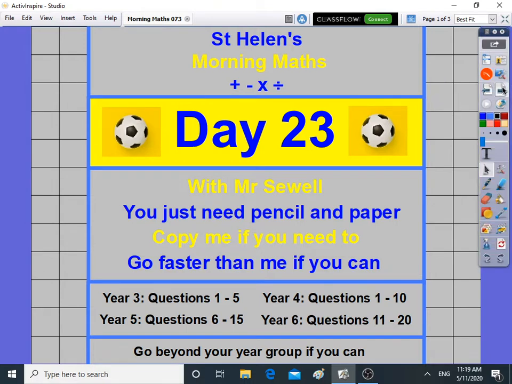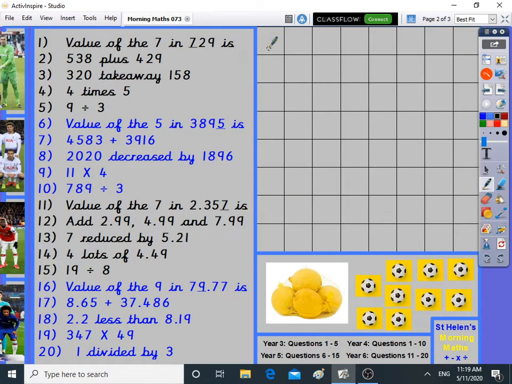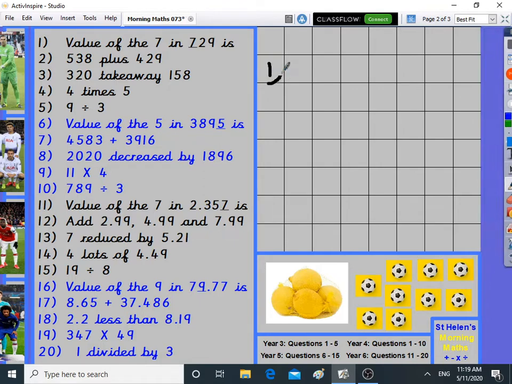Let's get started. So, number 1 for year 3. Got all the work uncovered today. What is the value of the 7 in 729? So we have units or ones, tens and hundreds.